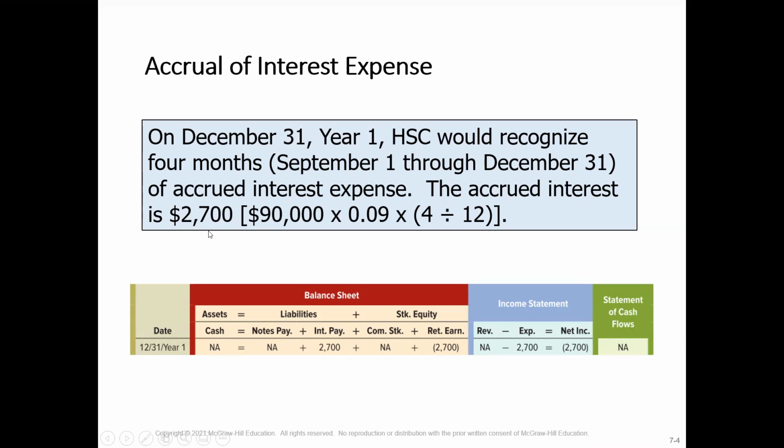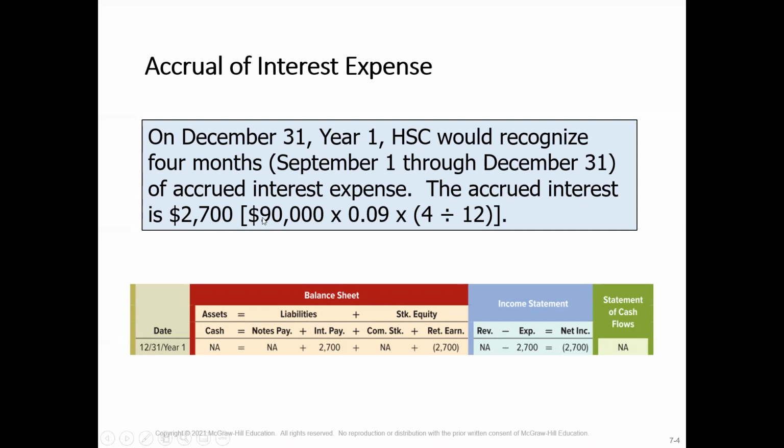So calculation of any interest is principal, which in this case was $90,000, times interest rate given to us in the slide before. The terms of the note was 9%, times the time expressed in years. So if it's 4 out of 12 months, as is the case with this problem, then the time fraction is represented in months. We have 4 over 12 months, which you could also condense down to 1/3 if you so desire.